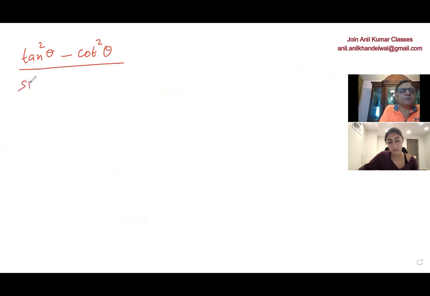Next question. The next question is: tan squared theta minus cotangent squared theta over sine squared theta minus cosine squared theta equals secant squared theta times cosecant squared theta.